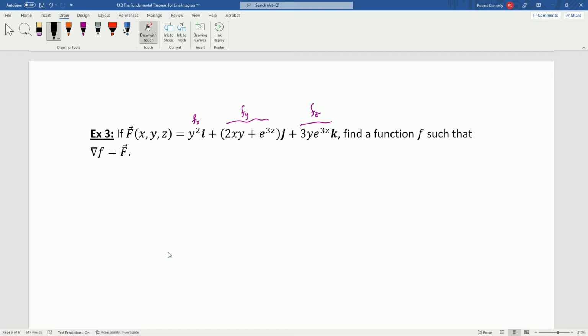So we could check here. I'm not going to check this time. I'm just going to tell you outright such a function exists. I'm going to skip that step on this problem just to save a little bit of time. So let's go ahead and try to find our function f. So f equals the integral of this y squared with respect to x, which gives me xy squared plus. Now in this case, both y and z are being treated as constants. So my constant function here is going to be g of y, z.